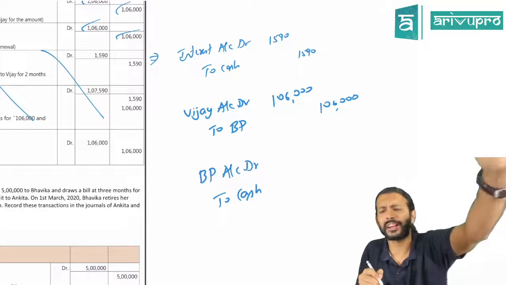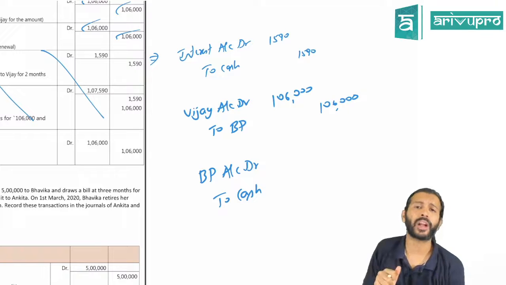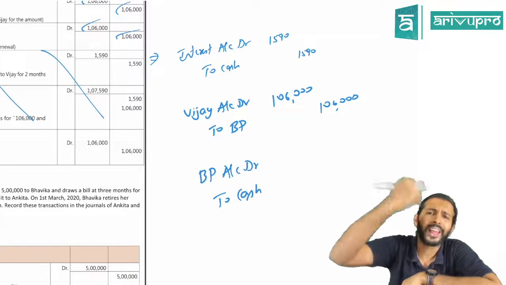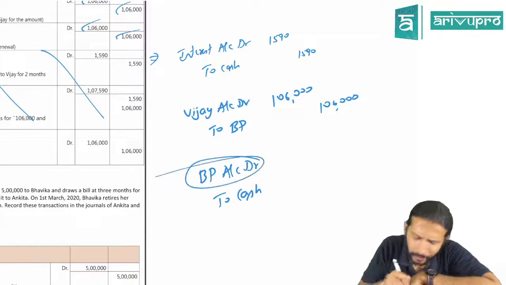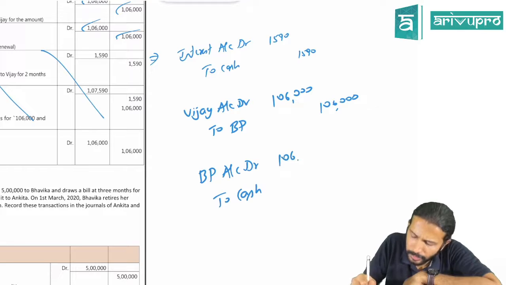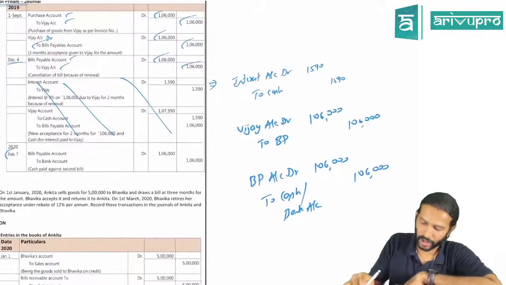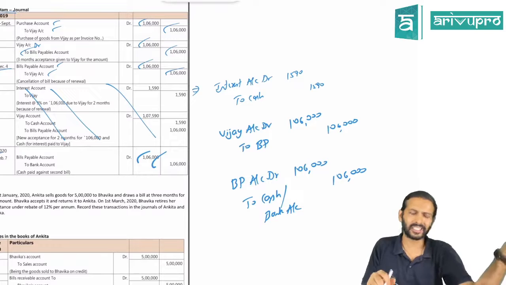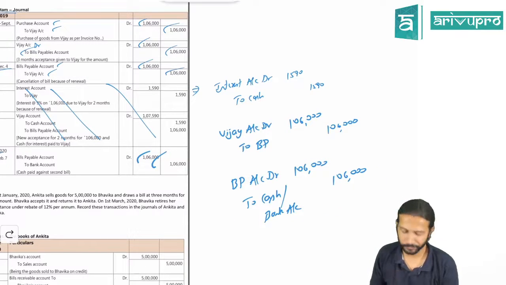Bills payable, he settled. Bills payable is a liability. When you settle a liability, it should close or reduce. Liability has a credit balance, so how do you reduce it? By debiting it. So the journal entry will be bills payable account debit to cash or bank account, whichever way you have settled, 1,06,000. For one party it is a receipt, for another party it's a payment. That's all it is. This is the last entry.